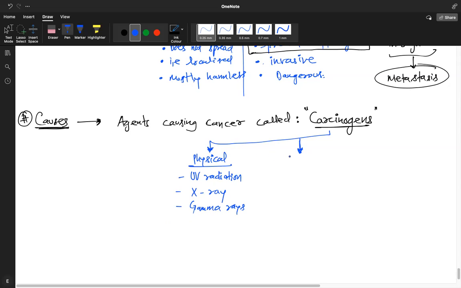Then come chemical carcinogens. You already told me nicotine, right? Nicotine is a chemical carcinogen. If you smoke or chew tobacco, nicotine is present in tobacco, so it can cause cancer. Okay, any other chemical carcinogen apart from nicotine? This one is called ethidium bromide. I will teach you about ethidium bromide.